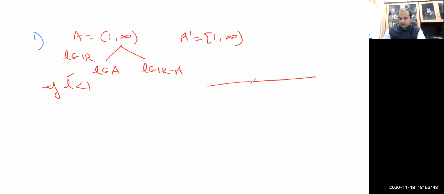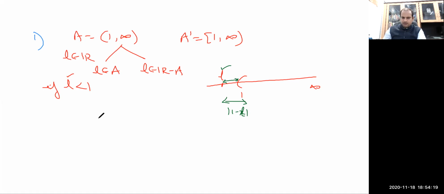So let me draw this. Suppose this one is 1, here we have infinity, and here we have any real number L less than 1. So just measure this distance. What will be this distance from here? It will be mod of 1 minus L. Obviously 1 is greater than L, because I have taken this number as L. So this distance is mod of 1 minus L.